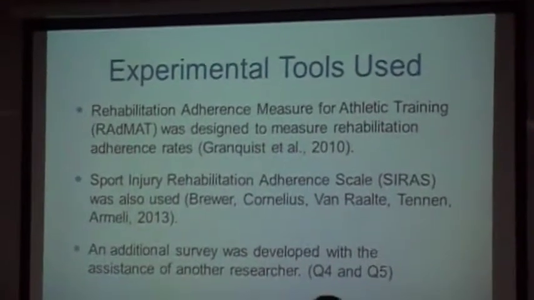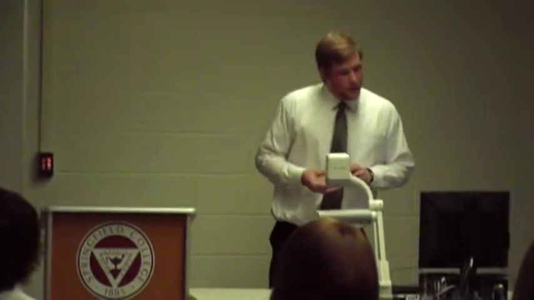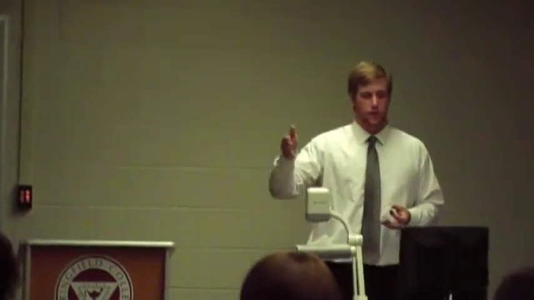And as I said earlier, Grant Quest found in 2010 that it was a statistically reliable measure of athletic training adherence and was designed specifically for athletic trainers to use. The Sport Injury Rehabilitation Adherence Scale, or the SIRAS, was also used. It's only a 5-question scale with 3 questions on a 5-point Likert scale, and that was given to the patients, not the clinician, at the end of every rehabilitation session for weeks 1, 2, 3, and 4. And the RADMAT was given at the end of week 2, at the end of experimental week 1, so week 3, and at the end of experimental week 2, so week 4.